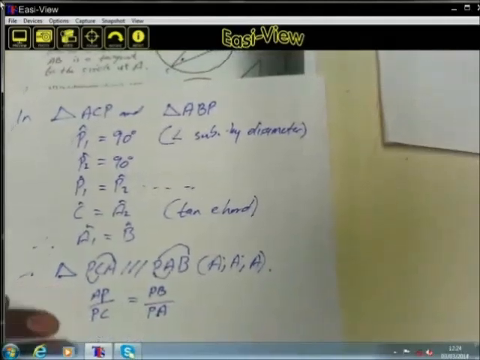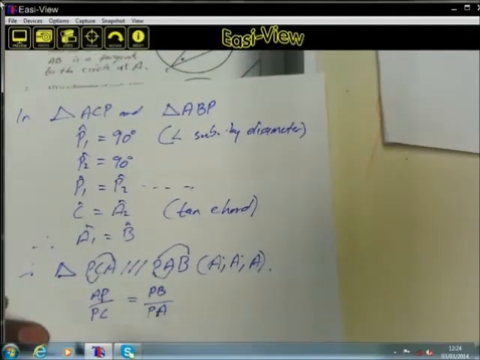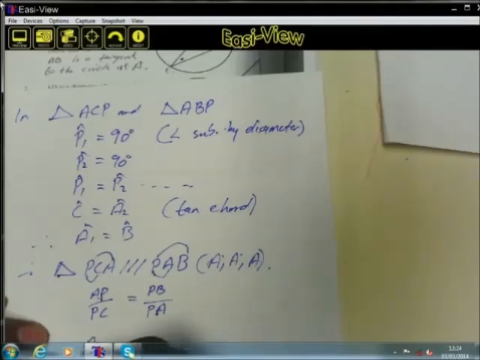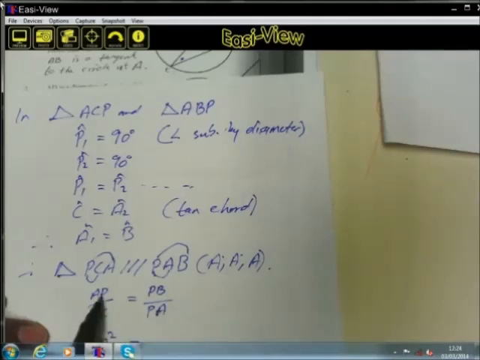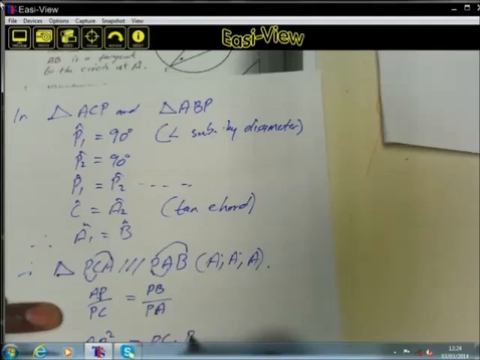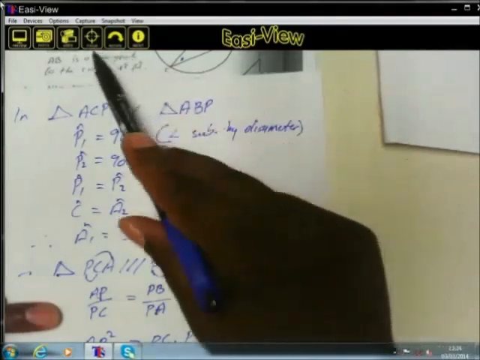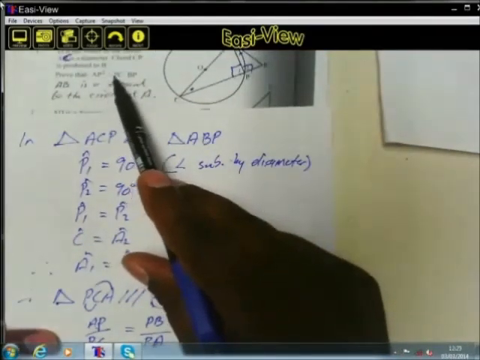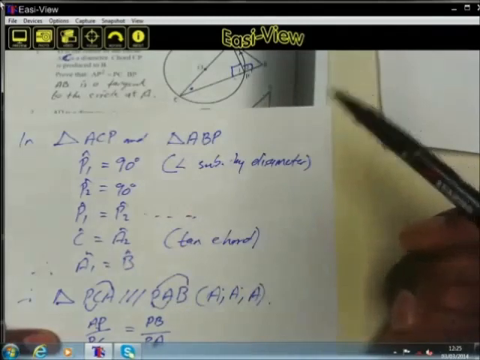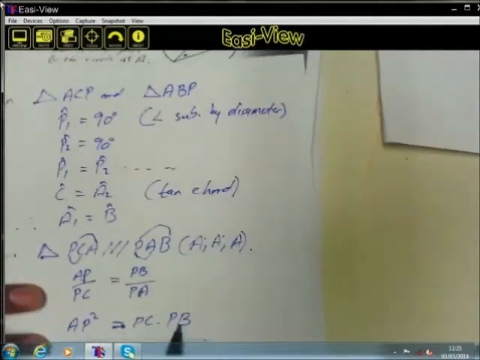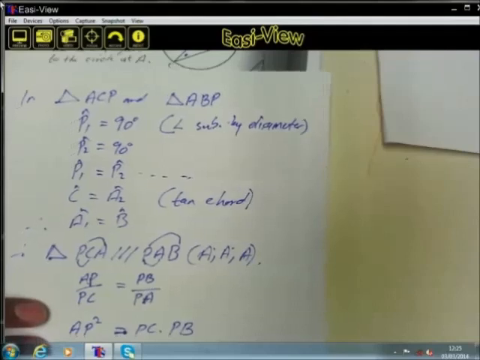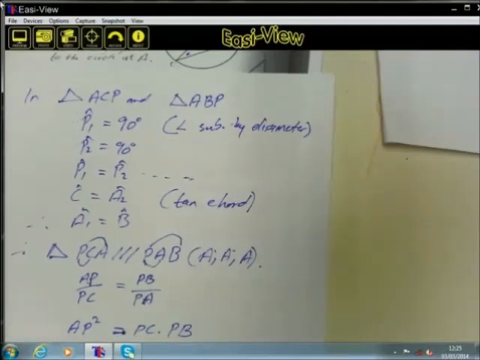Now you cross multiply. AP and AP will then ultimately give you AP squared. It's AP multiplied by AP, and then here you've got PC multiplied by PB. And this is what we were required to prove earlier on. Prove that AP squared is equal to PC multiplied by BP or PB, same thing. Interesting exercise. For you to master this, you need to practice a lot.